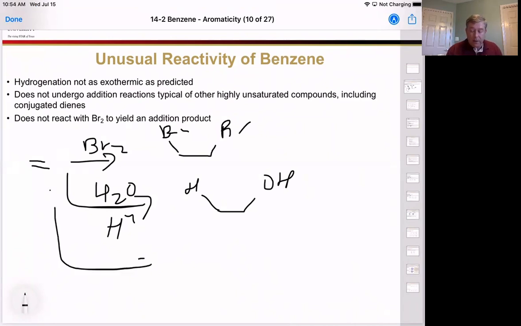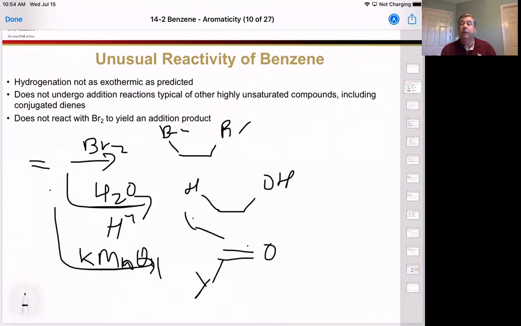If we wanted to oxidize this down to an aldehyde or a ketone, depending on the substitution here, we would use potassium permanganate right here, and that would oxidize the material down to some kind of carboxylic acid or an aldehyde or a ketone, depending on the substitution pattern. We don't see this reaction happen. And when we do hydrogenation, it takes place very slowly and at much higher temperatures than it should have if it was just an unsaturated system.